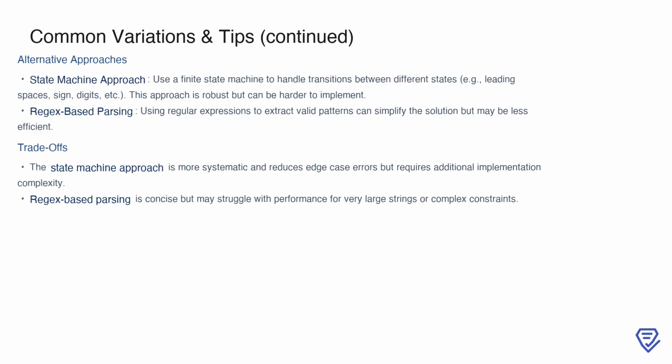By using regular expressions to extract valid patterns from the input, you can simplify the solution significantly. However, regex may be less efficient for very large strings or complex constraints. When evaluating trade-offs, the state machine approach offers greater reliability and control at the cost of added complexity, while regex-based methods provide conciseness but may fall short in terms of performance for certain scenarios. Choosing the right approach depends on the problem requirements and your comfort with these techniques.